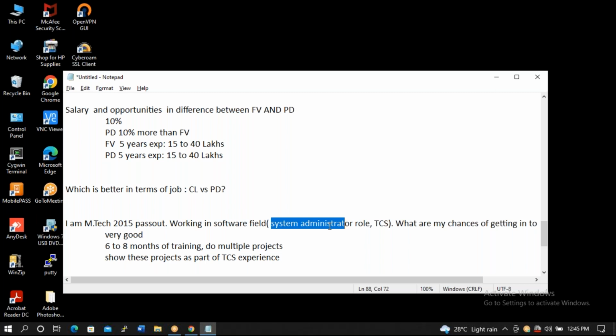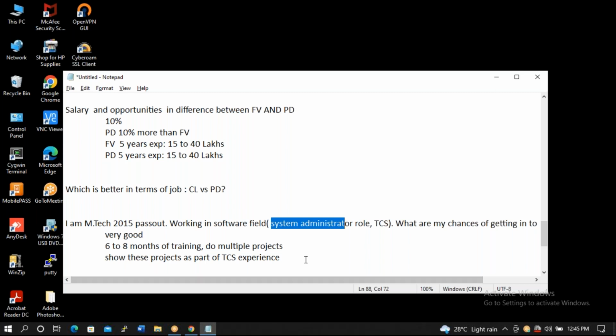They will only see, has he worked in TCS? What is the start date? What is the end date? What was the designation? They will reply, that's all done. So it's nothing like you are going to lose your job because you were actually doing system admin and joined into physical design. That is not going to happen. What is the challenge here?